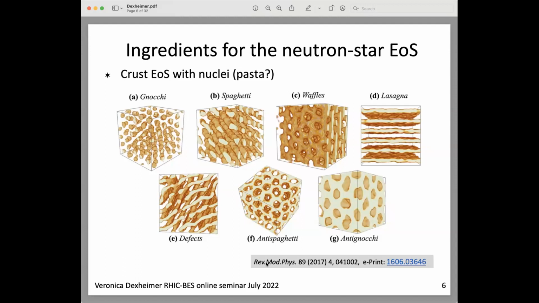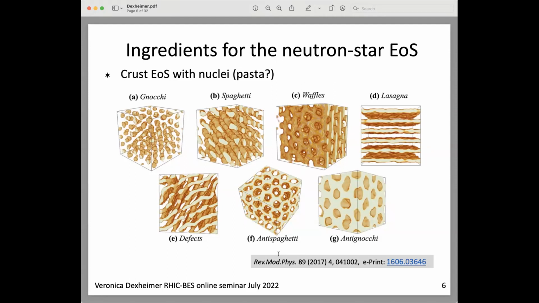More complicated and complex simulations, like the ones I'm showing here from Chuck Horowitz's group, allow for more complicated shapes, including defects. My favorite one is, for example, the parking garage, where you have slabs connected by something that looks like a staircase, by some spirals.